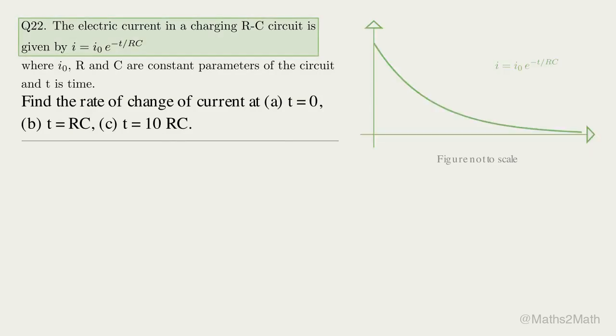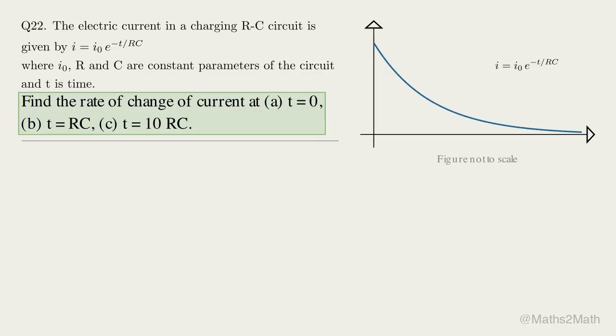Question 22. The current in a charging RC circuit is I equals I naught e to the minus t by RC. We need the rate of change of current at t equals 0, at t equals RC, and at t equals 10 RC. What does this mean? Differentiate the exponential, then substitute three times.